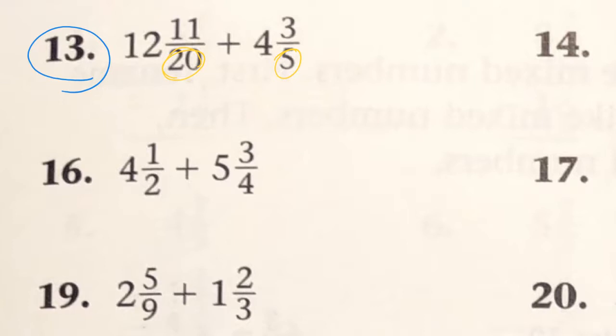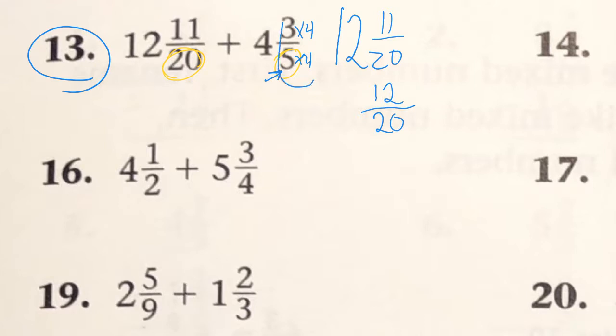So let's first start by rewriting them vertically. So 12 and 11/20. Let's make the 5 denominator into the 20 denominator because 20 and 5 have the least common multiple being 20. It takes 4 5s to get to 20. So 4 times 5 is 20, and 3 times 4 is 12. So now we have turned 3/5 into 12/20 to make like fractions.